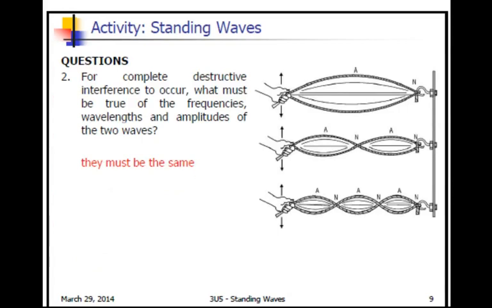For complete destructive interference to occur, what must be true of the frequencies, wavelengths, and amplitudes of the two waves? So here we have this wave that's generated by the hand and this wave that's generated in response. If the frequency, wavelength, and amplitude are the same, then we can have a standing wave pattern created.